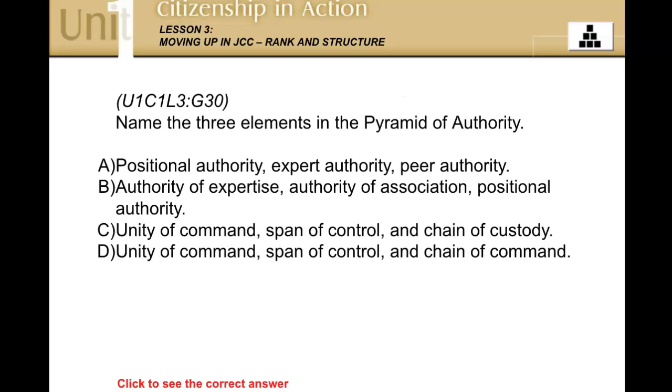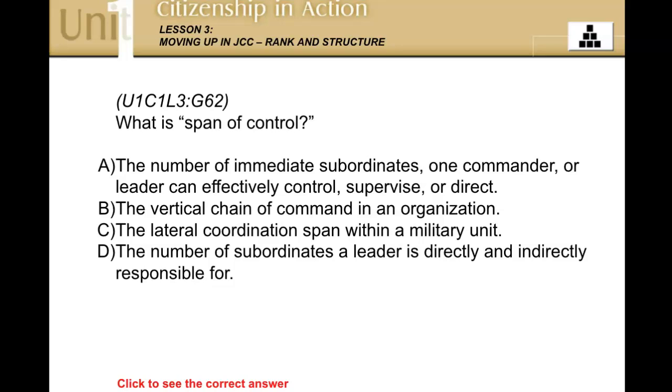All right, so we talked about the pyramid of authority. So what were the three elements in the pyramid of authority? If you selected D, unity of command, span of control, and chain of command, you're correct. What is span of control? So take a look at this. If you selected A, the number of immediate subordinates that one commander or leader can effectively control, supervise, and direct, you would be correct.